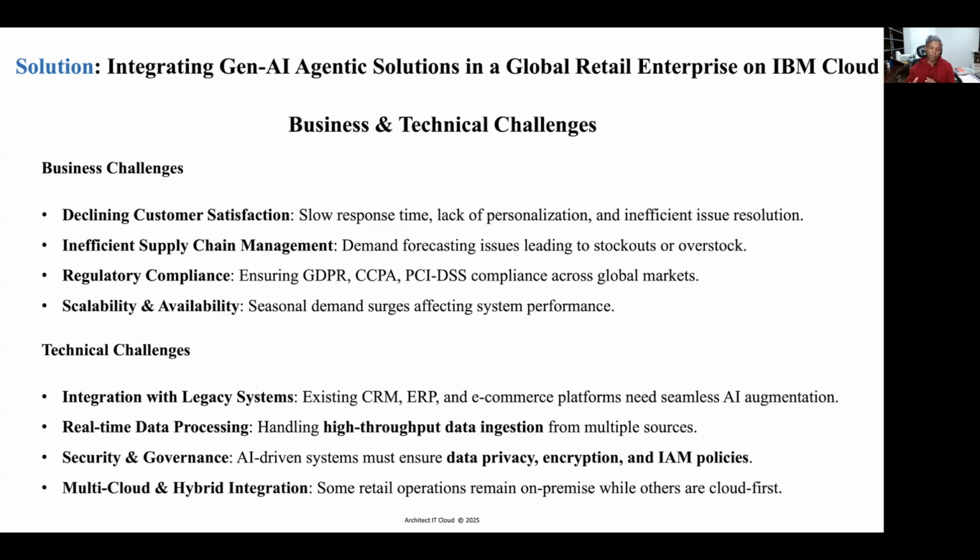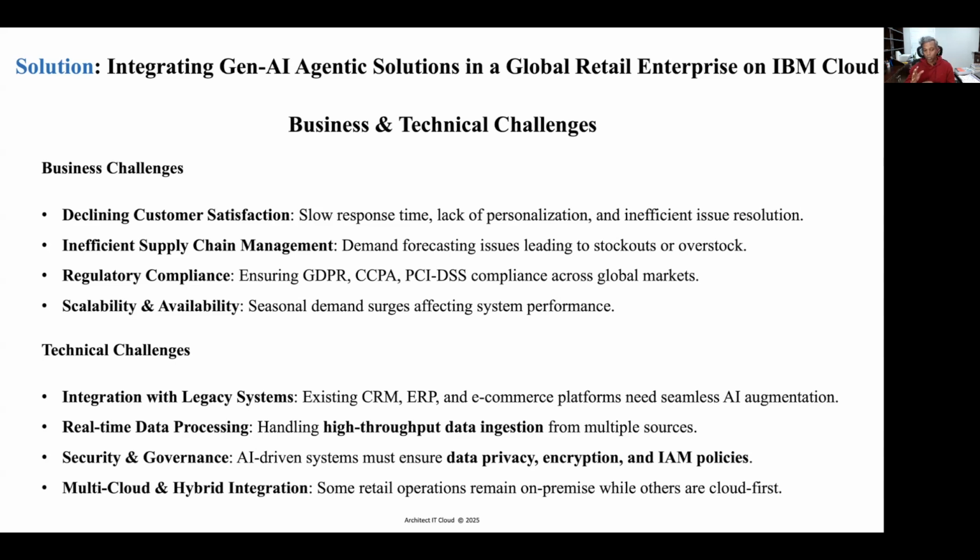When the customer buys a product through online or over the counter, you may get into this type of technical challenge, like real-time data processing, handling high throughput data ingestion from multiple sources. And also there will definitely be security and governance challenges, because when you deal with multiple data, right, customer data, PII data, the data privacy, encryption, and types of IAM policy, identity and access management policies are critical for adopting generative technology for your enterprise.